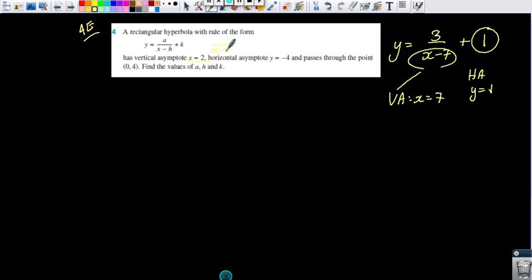Alright, so because this now says it's got a vertical asymptote of 2, I know that that's going to be underneath here. That has to be x take 2. Do you agree? If it was x take 7, x equals 7, because your vertical asymptote is when the denominator equals 0. So for it to be 2, then x take 2 must be the factor. And it's got a horizontal asymptote minus 4. That means I know it's minus 4.